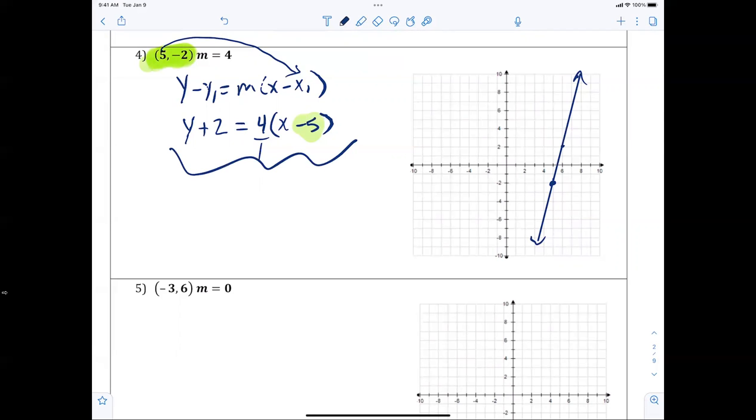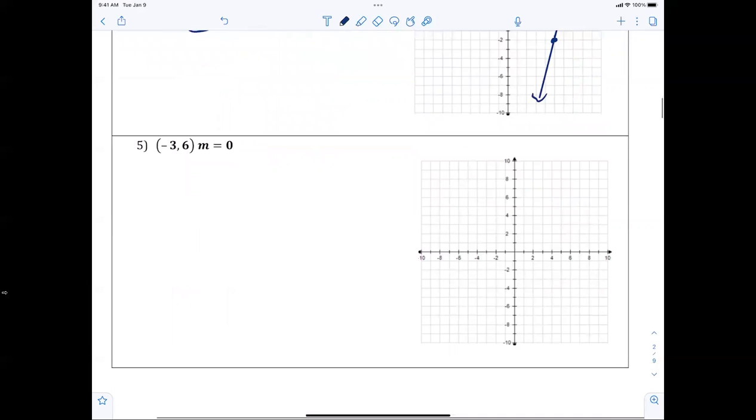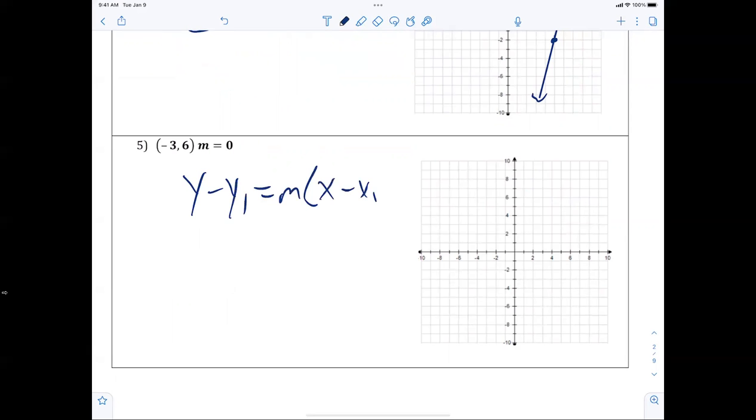All right. So now number 5. Tell me what to do. You want the equation first, so y1 minus y1 equals... Perfect. And then y minus 6 equals 0, and then parentheses x plus 3. So you just plot. Wait a minute.